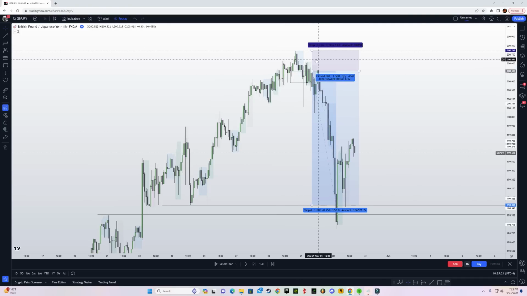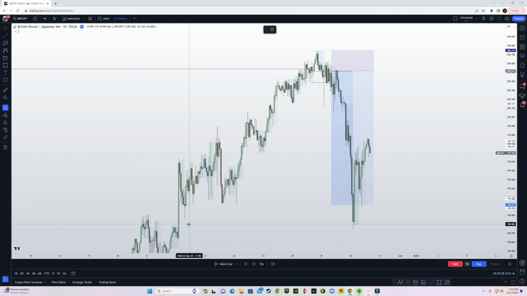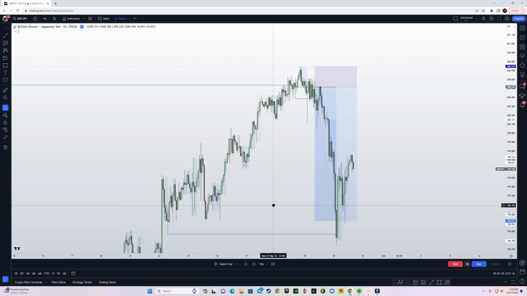So we got a market structure shift, and price just pushed through this original consolidation, and price will always take out the lowest point of the original consolidation. So this right here is a big chunk of consolidation period, and price successfully took it out. Now let me give you guys one more example.